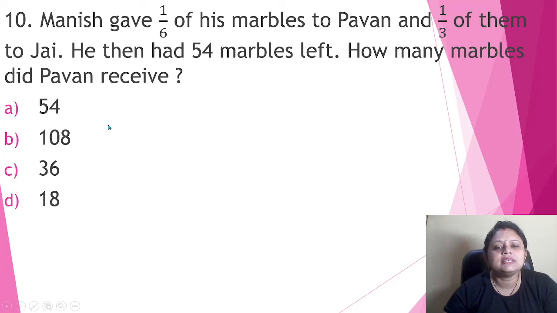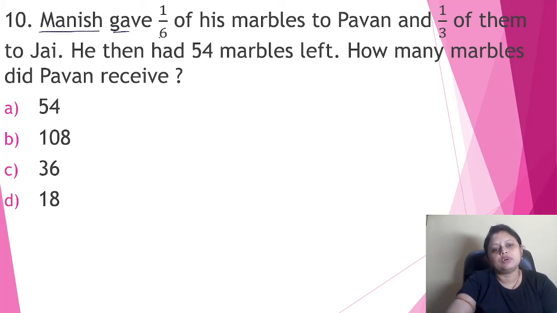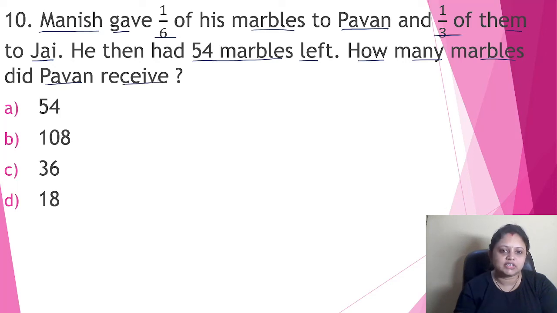Manish gave 1 by 6 of his marbles to Pawan and 1 by 3 of them to Joy. He then had 54 marbles left. How many marbles did Pawan receive? Option A 54, B 108, C 36, D 18. So in the question it is given that Manish gave 1 by 6 of his marbles to Pawan and 1 by 3 of them to Joy. Then he had 54 marbles left. So we have to find out how many marbles did Pawan receive.